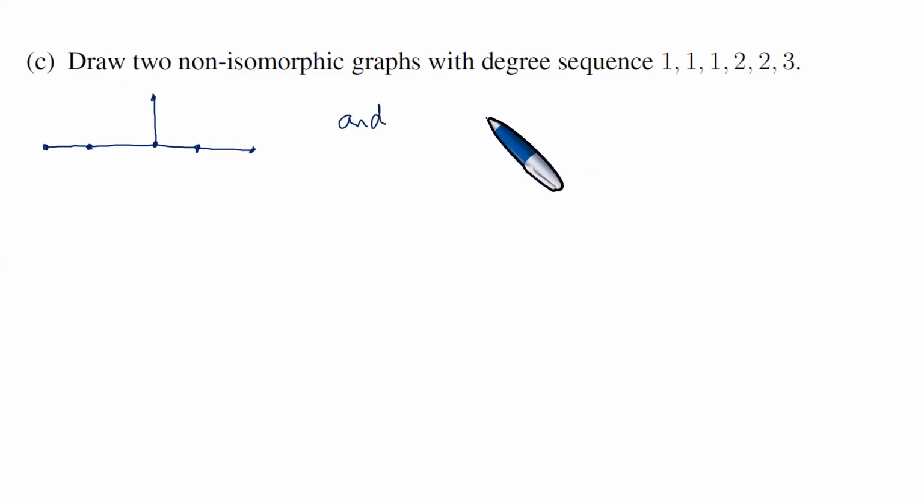So we can do 1, 2, 3, 4, like that. This is degree 1, degree 1. So this would be a disconnected graph. Disconnected. So you have a vertex here, an edge there, an edge here, and an edge there. So we have these two non-isomorphic graphs with that degree sequence.